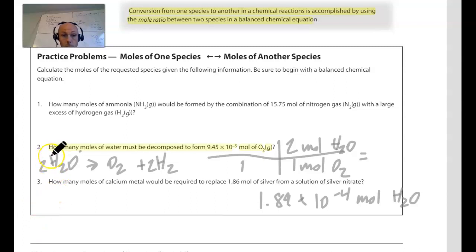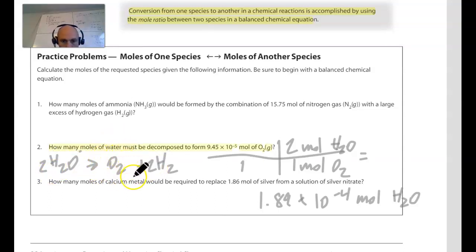Hopefully you knew to write a balanced chemical equation first. I neglected to remind you to do that. If water is being decomposed, because it's a binary compound, all it will decompose into are its 2 elements, oxygen and hydrogen, remembering that oxygen is diatomic O2 and so is hydrogen. And when we balance it, we get a 2 in front of water and a 2 in front of H2.